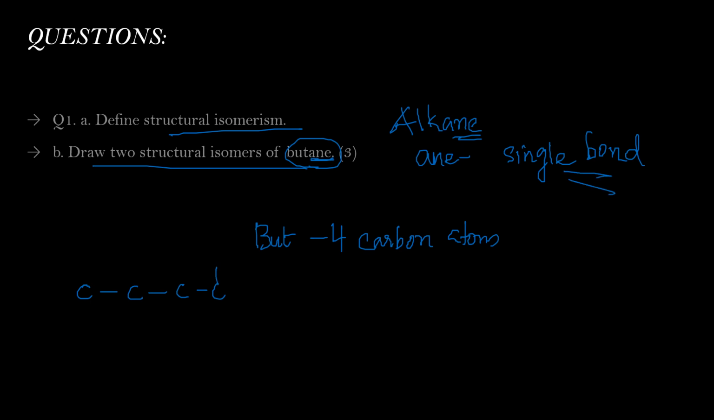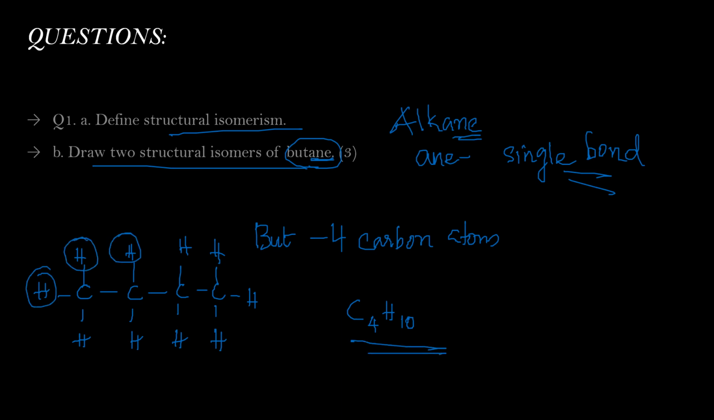Now you have to satisfy the valency of the carbon atoms with hydrogen atoms. So this is the structure of butane. And what is the molecular formula? Since it is an alkane, the general formula is CnH2n+2, and there are 4 carbon atoms, so n is equal to 4. C4H(4 into 2 plus 2), C4H10. Now count: 1, 2, 3, 4, 5, 6, 7, 8, 9, 10. So this is C4H10.